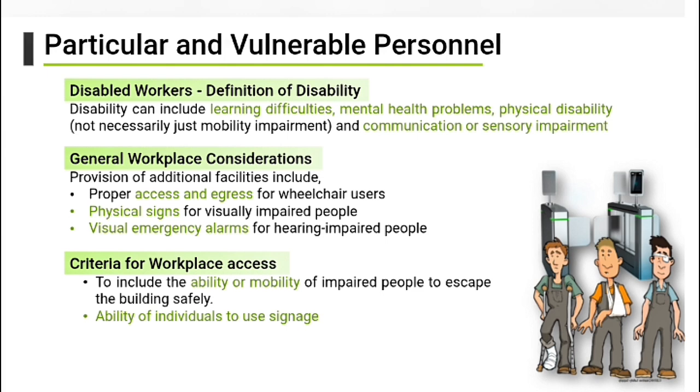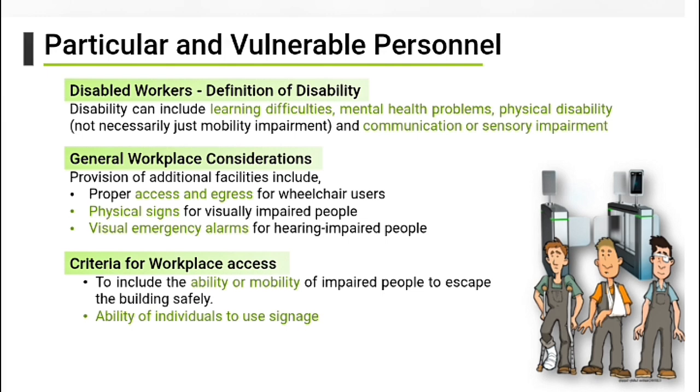Physical signs for visually impaired people. Providing tactile signage and braille labels, to assist visually impaired individuals in navigating the workplace independently. Visual emergency alarms for hearing impaired people. Installing visual emergency alarms, such as strobe lights, to alert hearing impaired individuals during emergency situations.